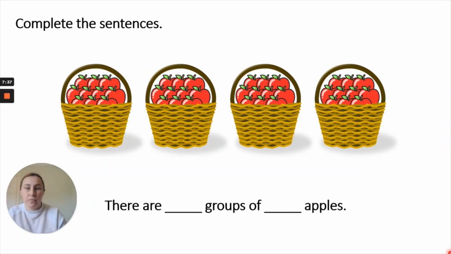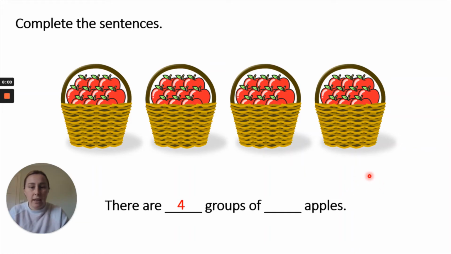Right, let's try this one. There are groups of apples. So first, how many groups do we need to find? Now, how many groups of apples can you see? Can you count? Did you get it? 4 groups of apples. Well done if you counted that correctly.